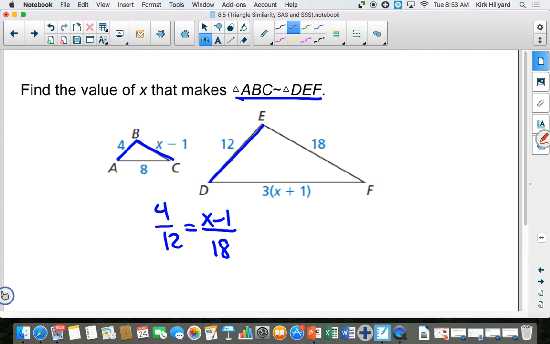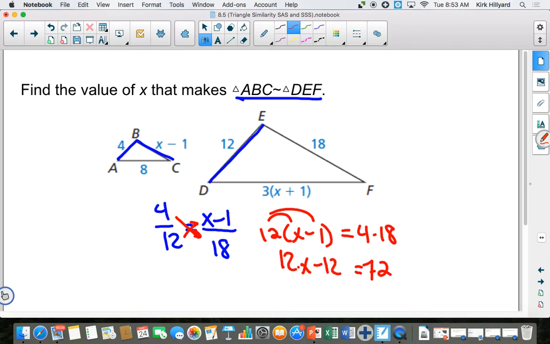Okay? And then to solve this, you've been solving these for a while now. You cross multiply. So I have 12 times x minus 1 equals 4 times 18. 4 times 18 is 72. Then I distribute here, 12x minus 12. I add 12, and I get 12x equals 84. I divide by 12, and x equals 7. Okay.